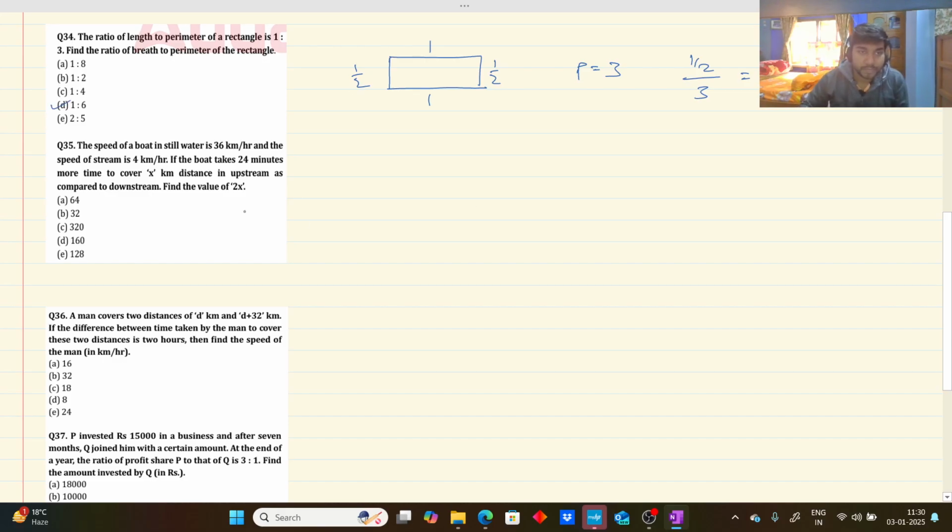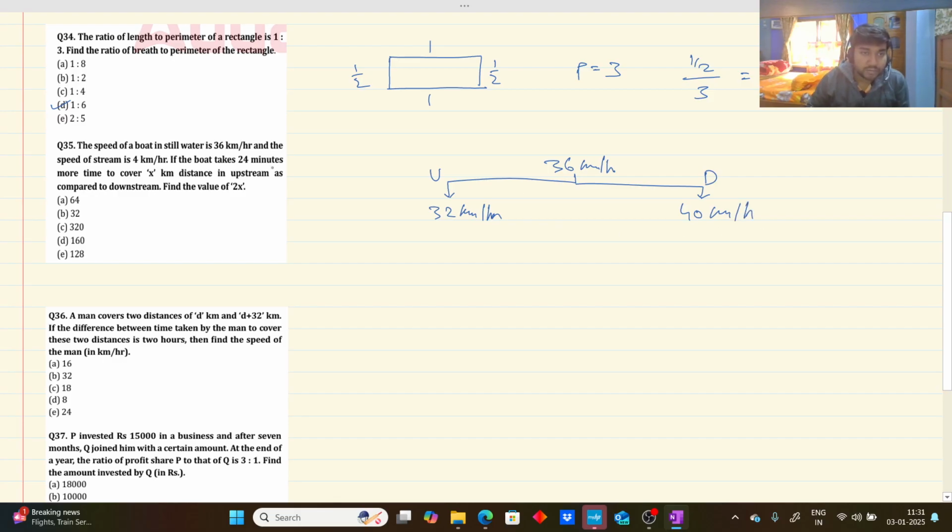This is my answer. The speed of a boat in still water is 36 km per hour and the speed of stream is 4 kilometers per hour. So 36 kilometers per hour is my still water speed of the boat, and the speed of stream is 4 kilometers. When you are going upstream, the speed gets reduced since we are going against the current. Therefore 36 minus 4, that is 32 kilometers per hour, and when you are going downstream, the speed gets increased. We get 40 kilometers per hour.